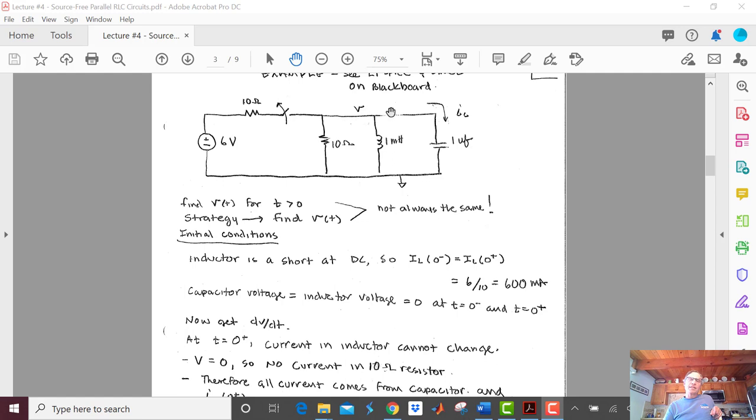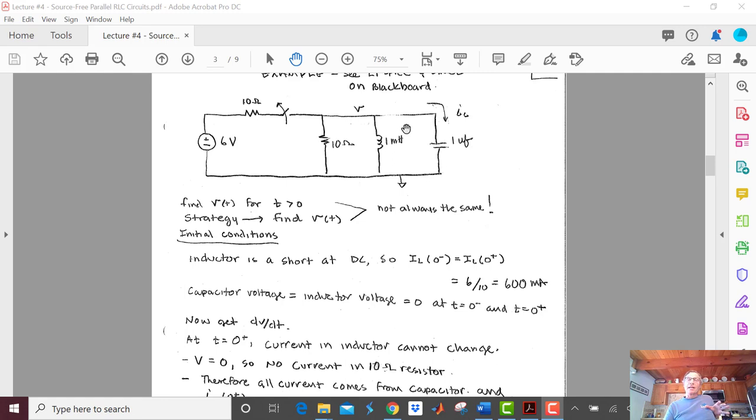Now I need dV dt. Well, how am I going to get that? Am I going to get it from the resistor? Well, I don't really know any dV dt formulas that work for the resistor. And for the inductor, I have a dI dt formula, but I don't think I want to use that. Oh, for the capacitor, I have a formula that uses dV dt. Or in other words, I equals C dV dt. So I'm going to use this. And so in order to get dV dt, I really just need the current in the capacitor at time equals 0 plus.